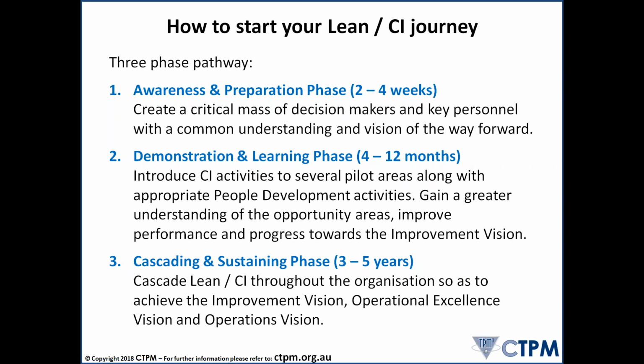Then lastly, it's the cascading and sustaining. So annually, yearly, we should have a 5-year vision. How do we roll this out across the entire organization? How do we keep sustaining those improvements we make and achieve that long-term vision of operational excellence? So awareness and preparation, we demonstrate, we learn, we refine, we cascade and sustain.